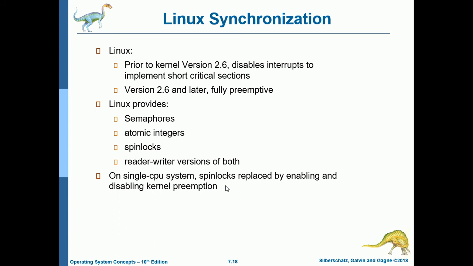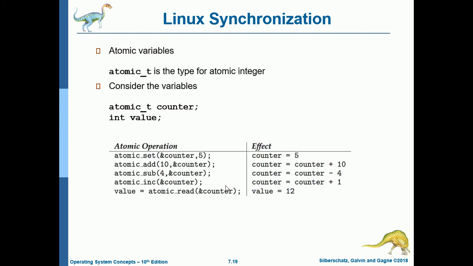Okay, so next we have Linux synchronization. Prior to kernel version 2.6, Linux disabled interrupts to implement short critical sections. With version 2.6 and later, the kernel is fully preemptive. Linux provides semaphores, atomic integers, spin locks, and reader-writer versions of both. On single-CPU systems, spin locks are replaced by enabling and disabling kernel preemption.